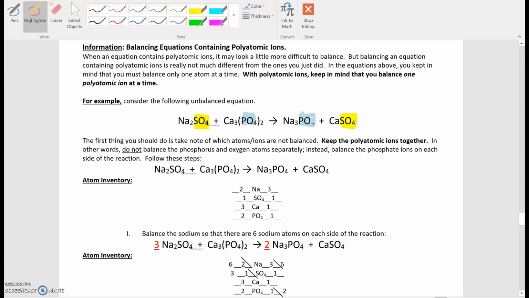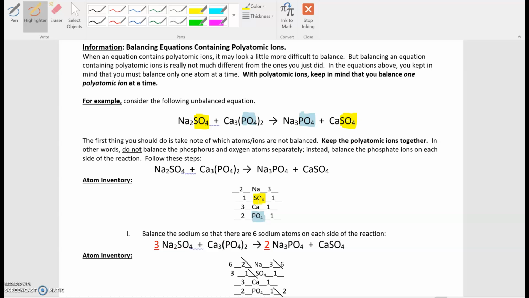The first thing you should do is take note of which atoms or ions aren't balanced. Keep the polyatomic ion together. In other words, don't balance phosphorus and oxygen separately. Instead, balance phosphate ions on each side. Do you see how I kept phosphate as PO4 in my inventory? And additionally, I kept SO4. Because I saw them on both sides, I was able to just keep them together. That way we're not separating them and having to add oxygens from multiple compounds. It's a lot simpler this way.